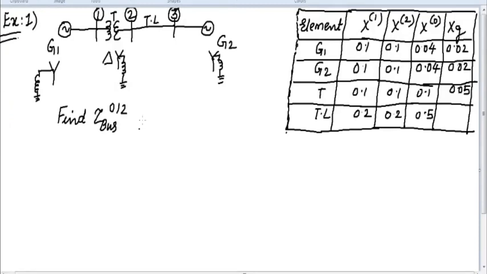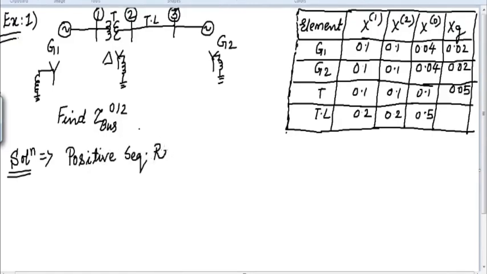With respect to the steps that we have written just now, the very first step is to draw the positive sequence reactance diagram. Once you draw it, you will be in a position to visualize how to find the solution of this particular problem. So let us start with the solution. What is the first step? First step is to draw the positive sequence reactance diagram. Then we will see the next steps to find the Z bus by using the algorithm technique.